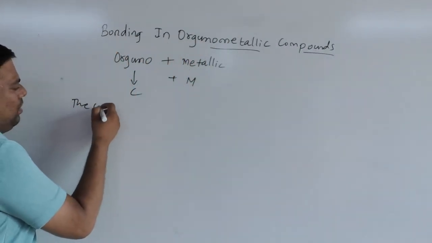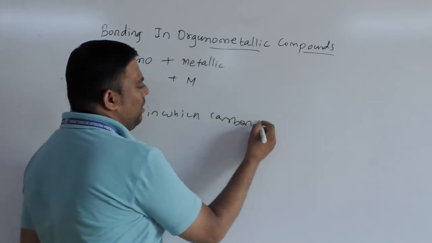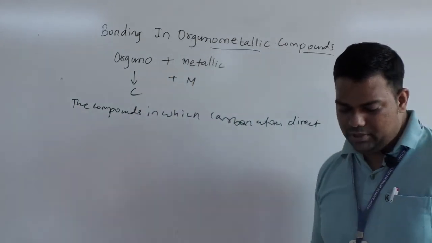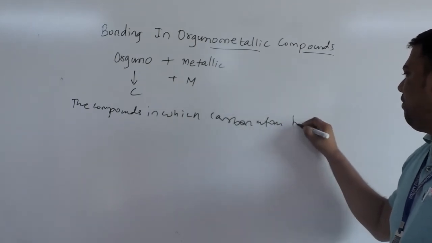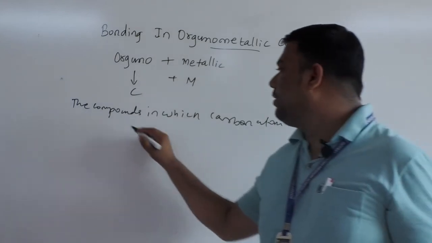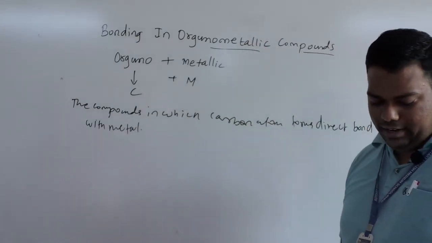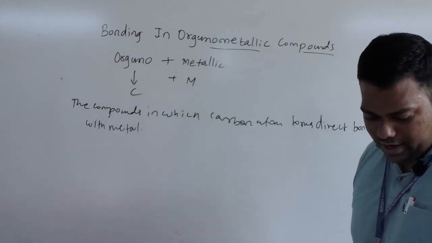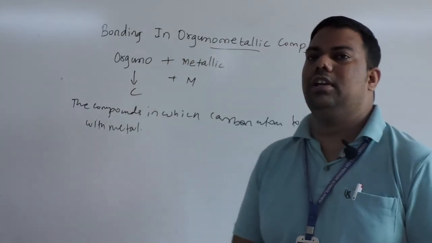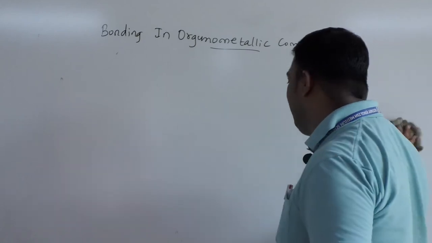The compounds in which a carbon atom forms a direct bond with a metal are called organometallic compounds. Here we are classifying these organometallic compounds in three different ways. So we will see what the classification of these organometallic compounds will be.